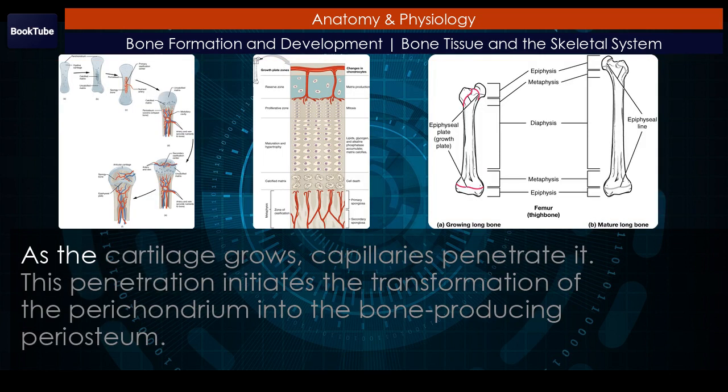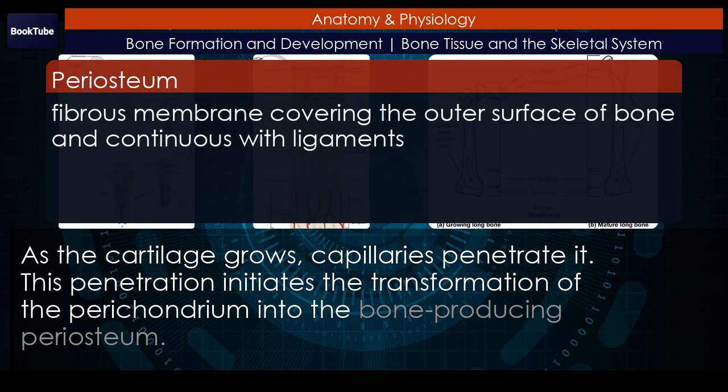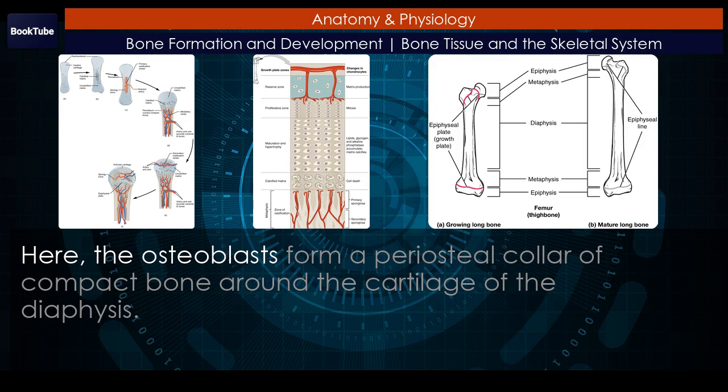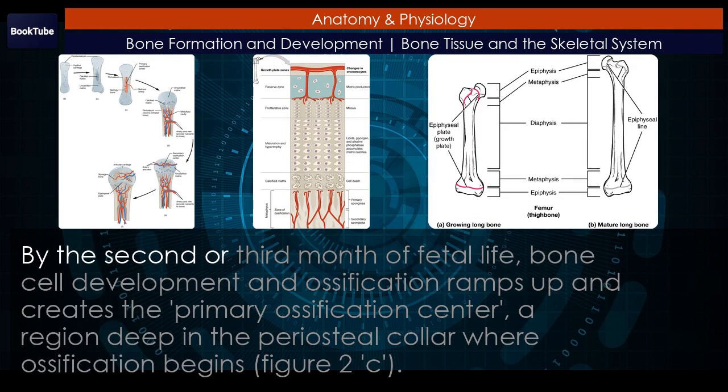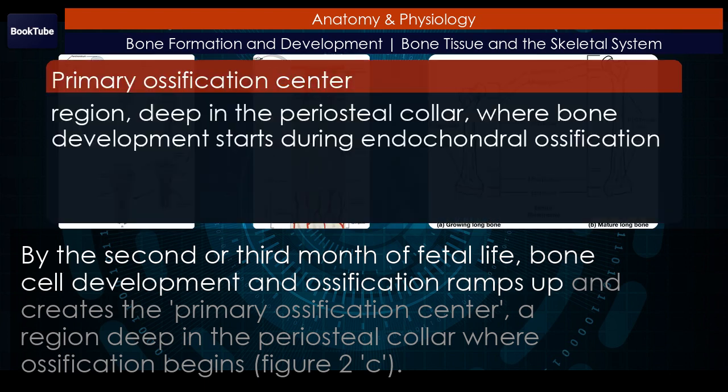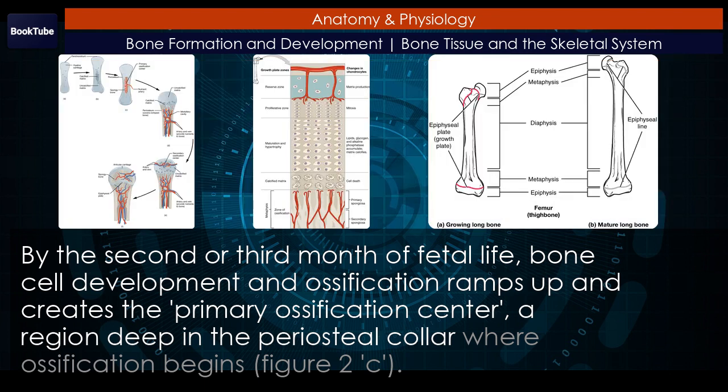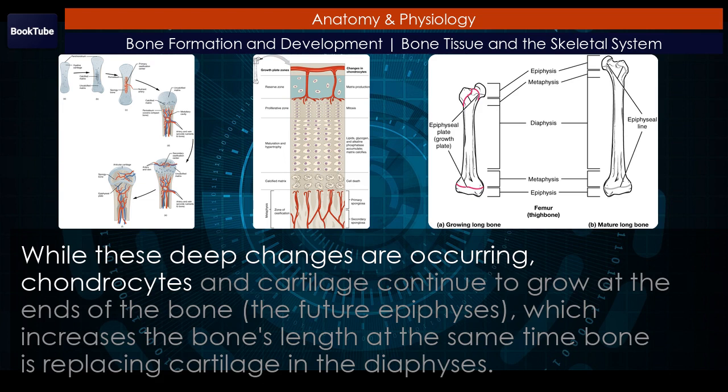As the cartilage grows, capillaries penetrate it. This penetration initiates the transformation of the perichondrium into the bone-producing periosteum. Here, the osteoblasts form a periosteal collar of compact bone around the cartilage of the diaphysis. By the second or third month of fetal life, bone cell development and ossification ramps up and creates the primary ossification center, a region deep in the periosteal collar where ossification begins. Figure 2c. While these deep changes are occurring, chondrocytes and cartilage continue to grow at the ends of the bone.